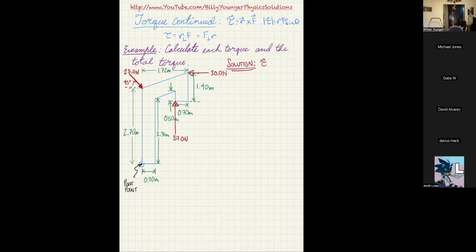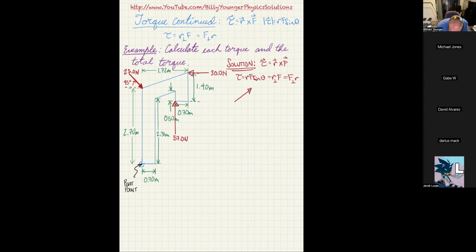Torque is equal to R cross F. And I'm going to say torque is equal to RF sine theta, which equals R perpendicular times F, which equals F perpendicular times R. I should say that this actually includes a diagram.